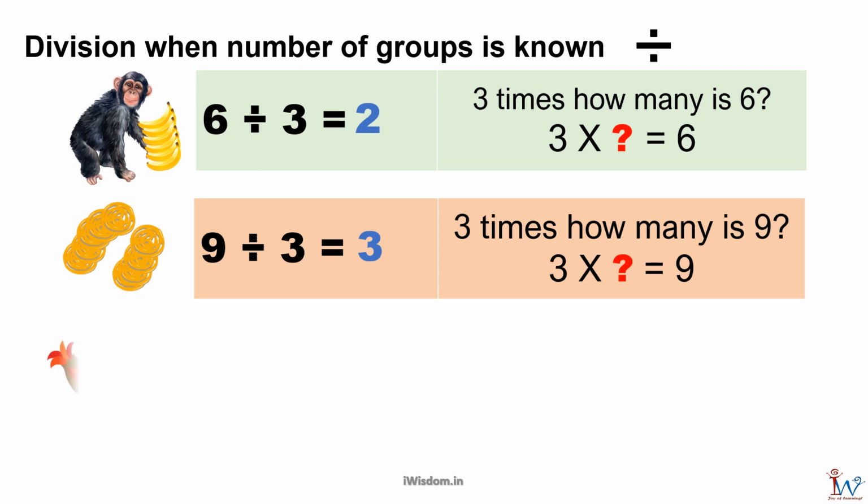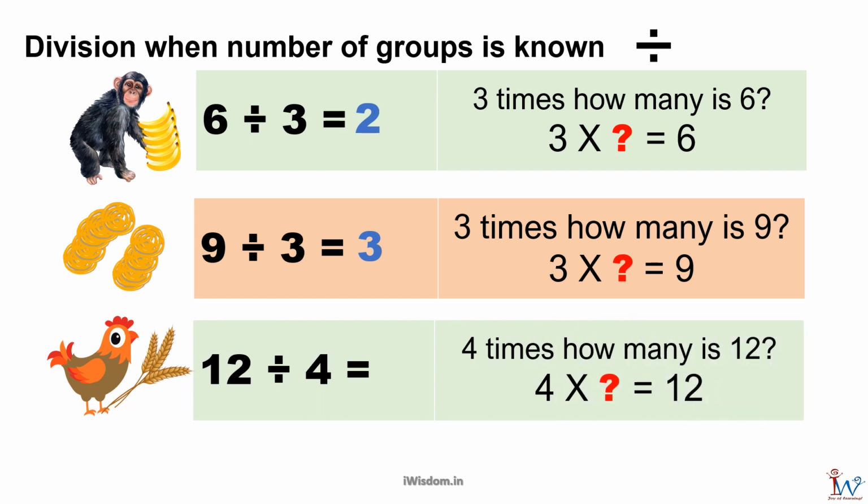When we want to distribute 12 grains among 4 baby birds, we ask 4 times how many is 12. Then from the multiplication table of 3 we get 4 times 3 is 12. Hence 3 is the answer. So 12 divided by 4 is equal to 3.